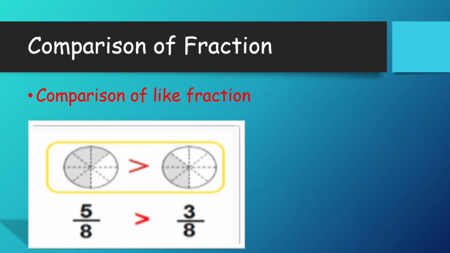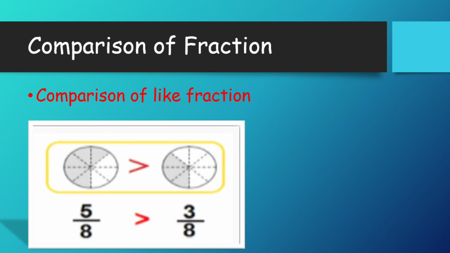So now we have learned what it means to compare fractions. Now let us learn how to do comparison of like fractions. Shown here is an example of two fractions, 5 by 8 and 3 by 8. If you want to compare these two fractions, you have to first see if the denominators are the same. If they are the same, then you do the normal comparison. For example, 5 is greater than 3, so it will be 5 by 8.